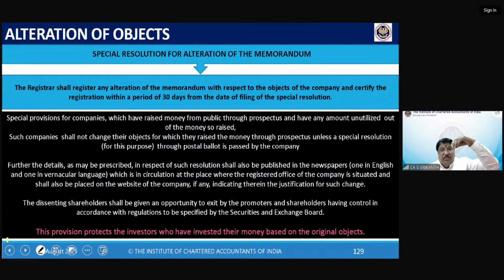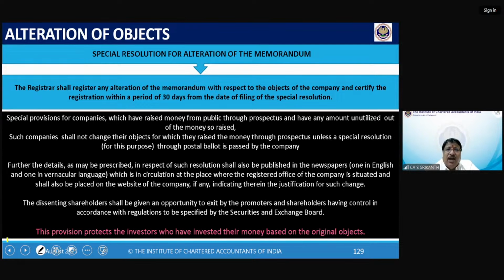See, the company has raised money through a prospectus. You remember what I told you at the time? In the prospectus, that fellow said electric vehicle. Based on that, people have given money. Now, after the public issue is over and the shares are listed, these fellows are saying, we don't want to do EV, we want to do software. Now, they want to amend the object clause.